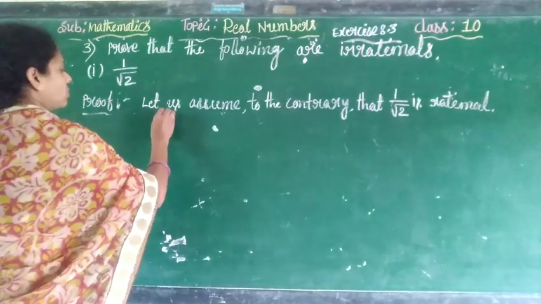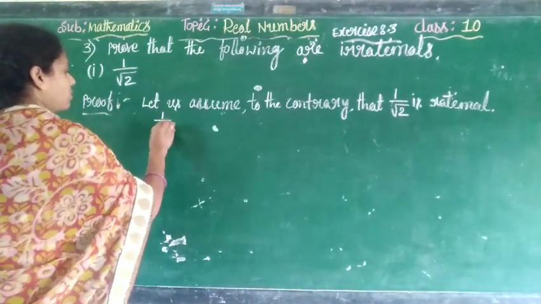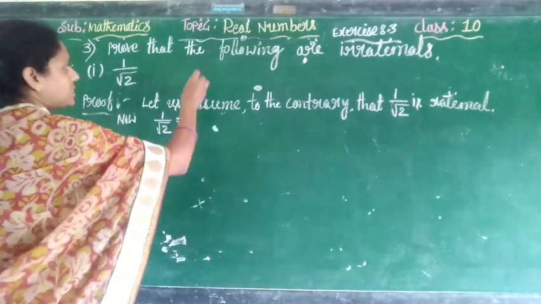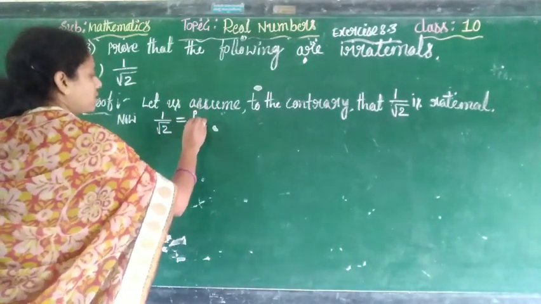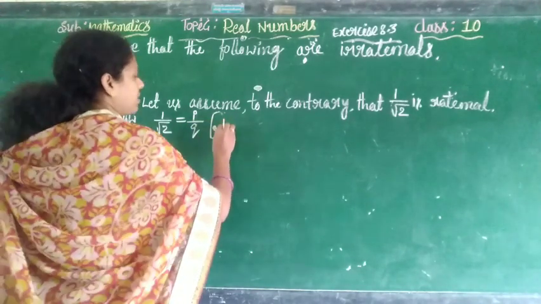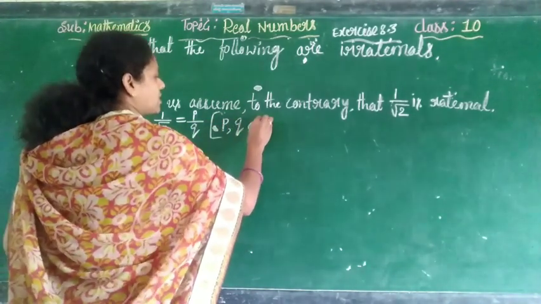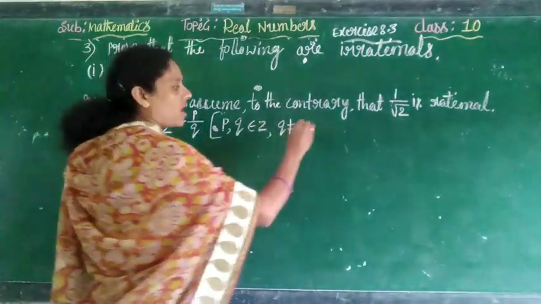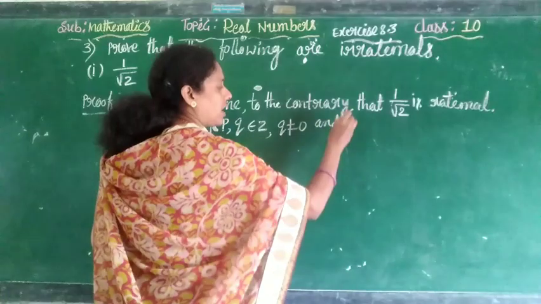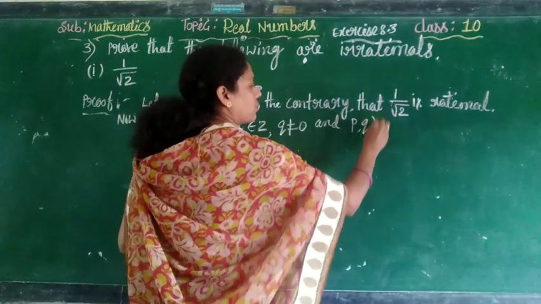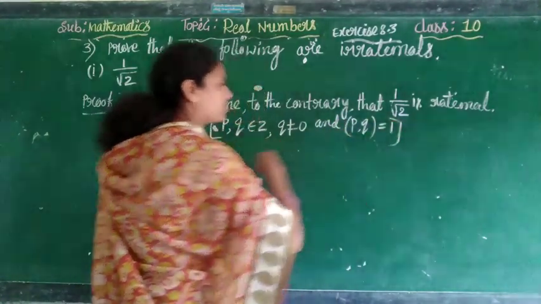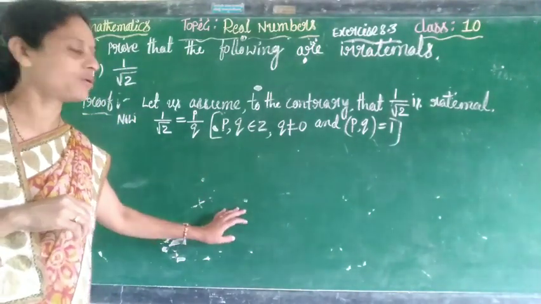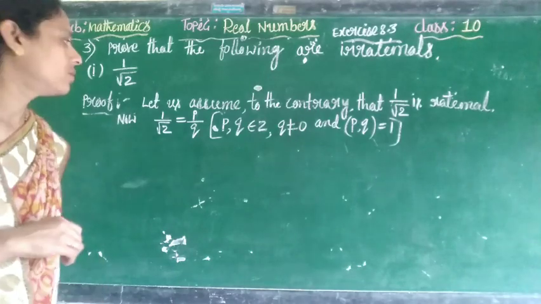Let 1 by root 2 be equal to p by q, where p, q belongs to Z, where q is not equal to 0, and gcd of p and q is equal to 1. So there is no other common factor of p and q other than 1.